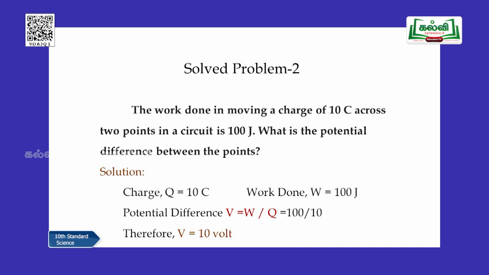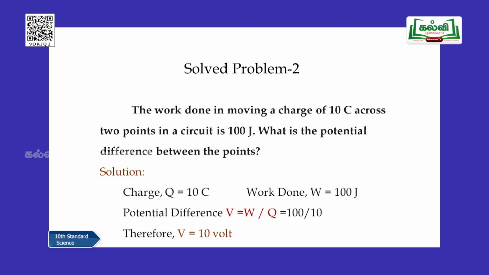What is given? The charge is given, which is equal to 10 coulomb. And then the amount of work done is given, which is equal to 100 joule. Now, the next step is to write the formula for the potential difference, which is V is equal to W by Q.